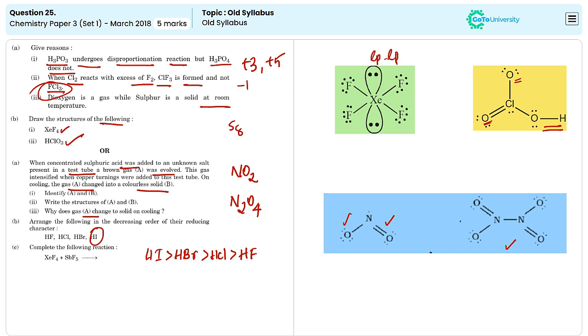In the last question, we have to complete the given reaction. Here we could see xenon tetrafluoride reacts with SbF5. Then the product is a complex. It contains xenon surrounded by 3 fluorine atoms and antimony surrounded by 6 fluorine atoms. So this will be a complex which is produced by the reaction.